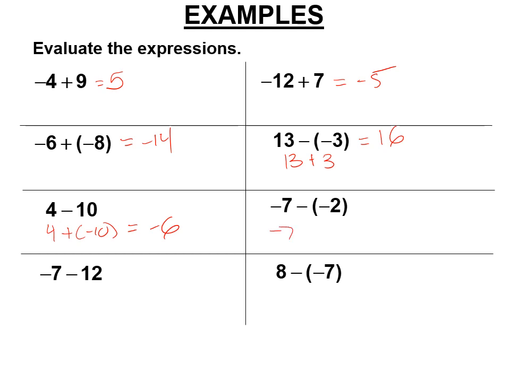Negative 7 minus negative 2 is the same as negative 7 plus 2, negative 5. Negative 7 minus 12 is the same as negative 7 plus negative 12, negative 19. And 8 minus negative 7 is the same as 8 plus 7, 15. Right, so that's all review.